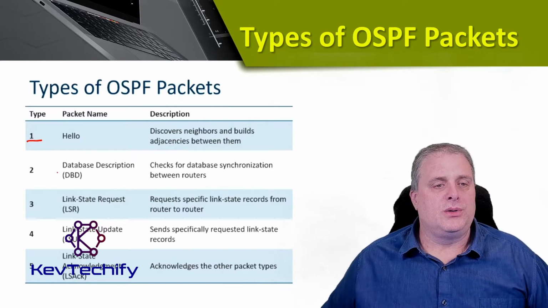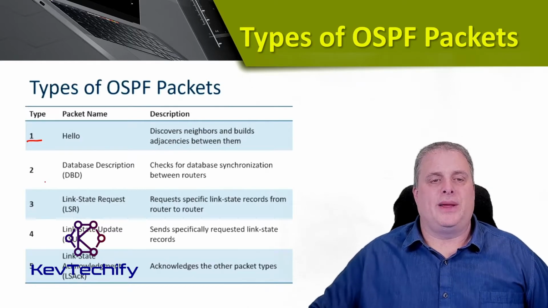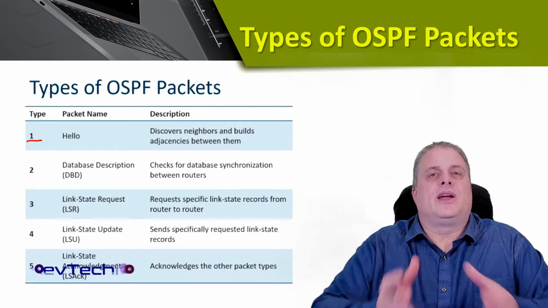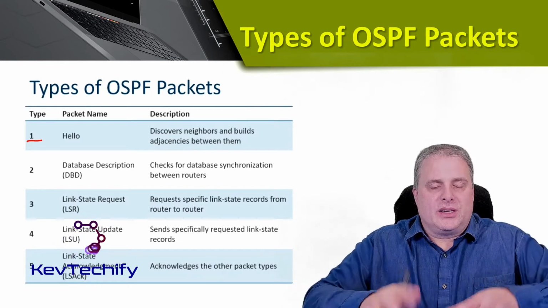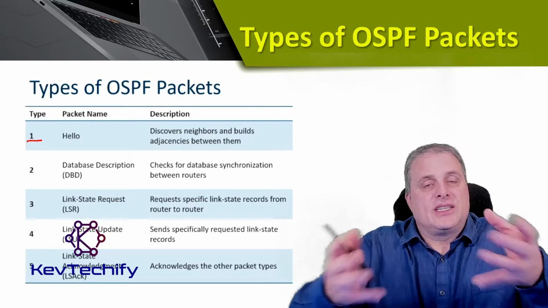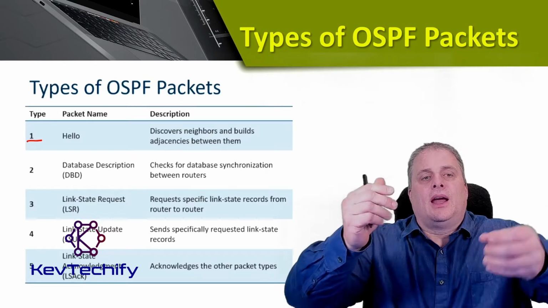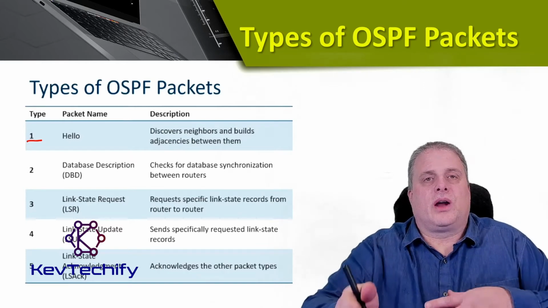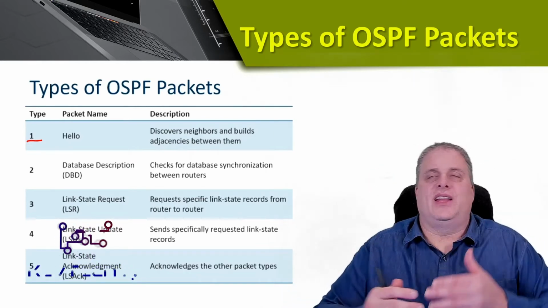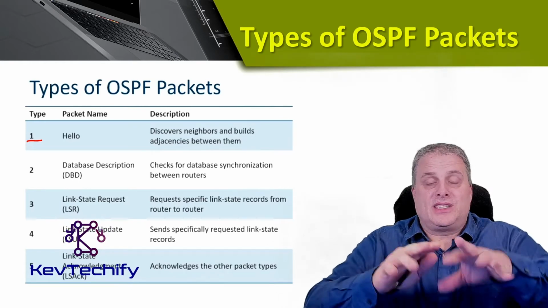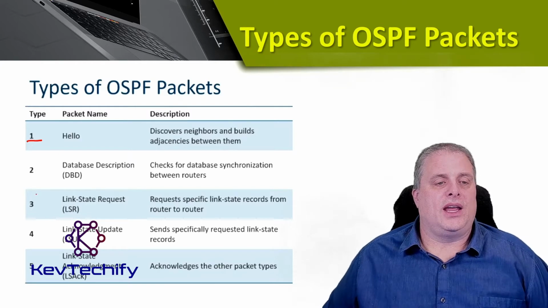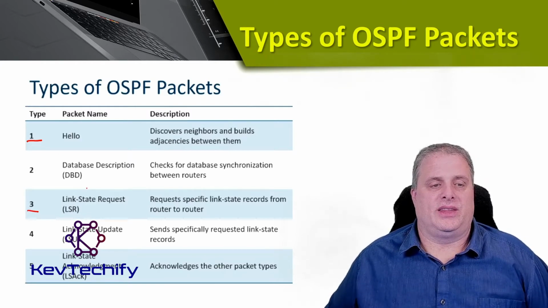Then type 2 is our DBD, our database descriptor. This is used to synchronize the databases between them. It's an abbreviated copy of the full database, so it's not the entire database, it's an abbreviated copy. And it sends this out to the other routers. The other routers take that. When they go through and look at this database description, if they see one that's different than what they have, they can go ahead and send out a link state request, the LSR.